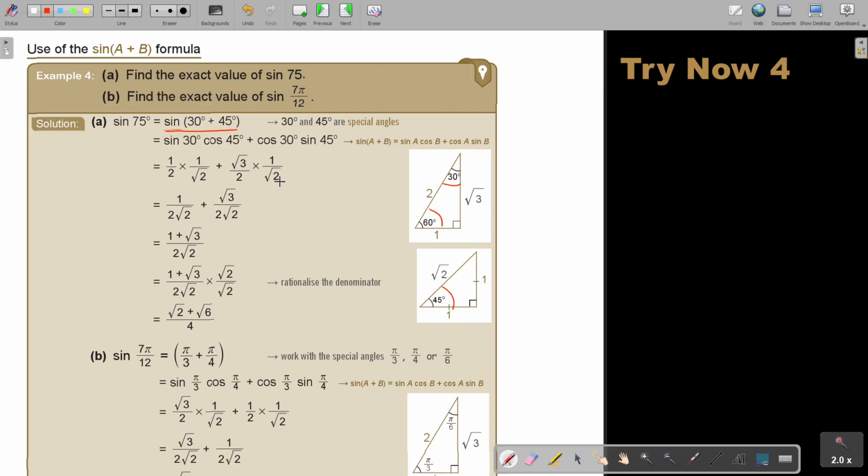Okay. And now what do I do? I simplify, I get this. I simplify, I get this. Oh, the denominators are the same, so I can just add. And then I'm rationalizing as I did in chapter 1. So I multiply with a square root 2, and that is my answer.